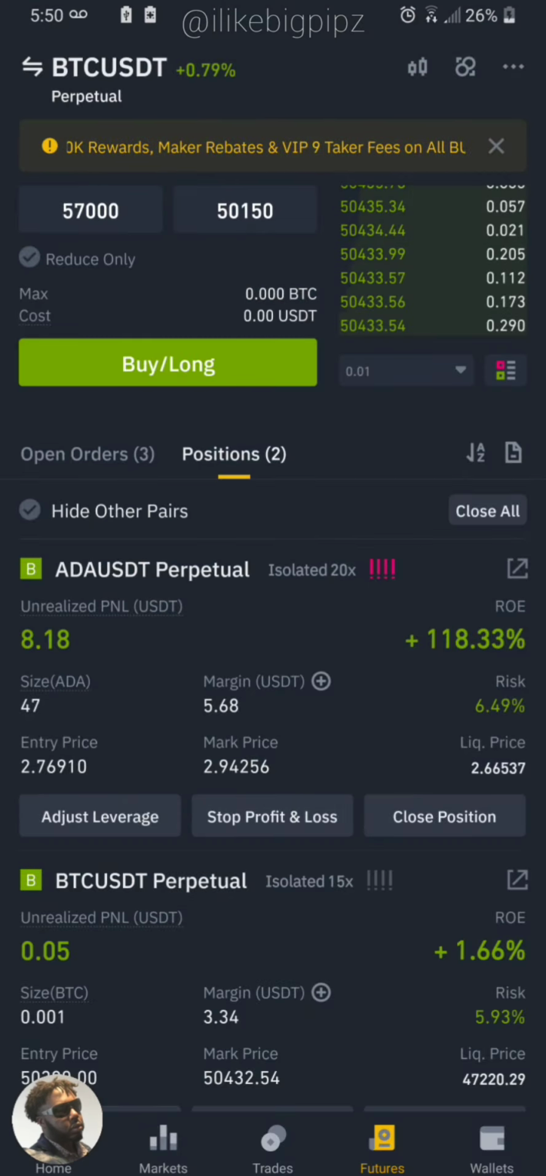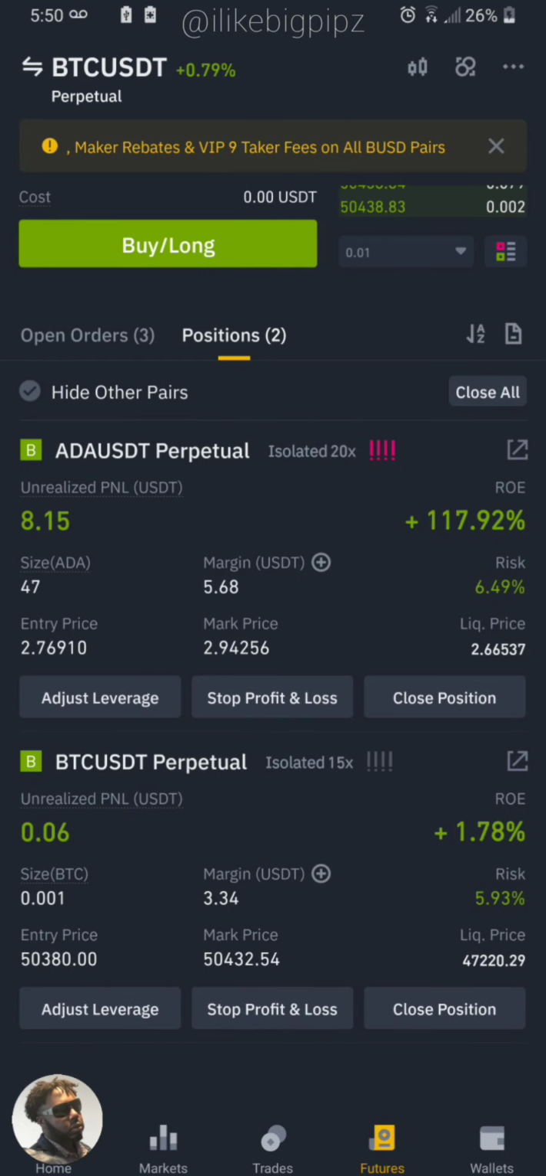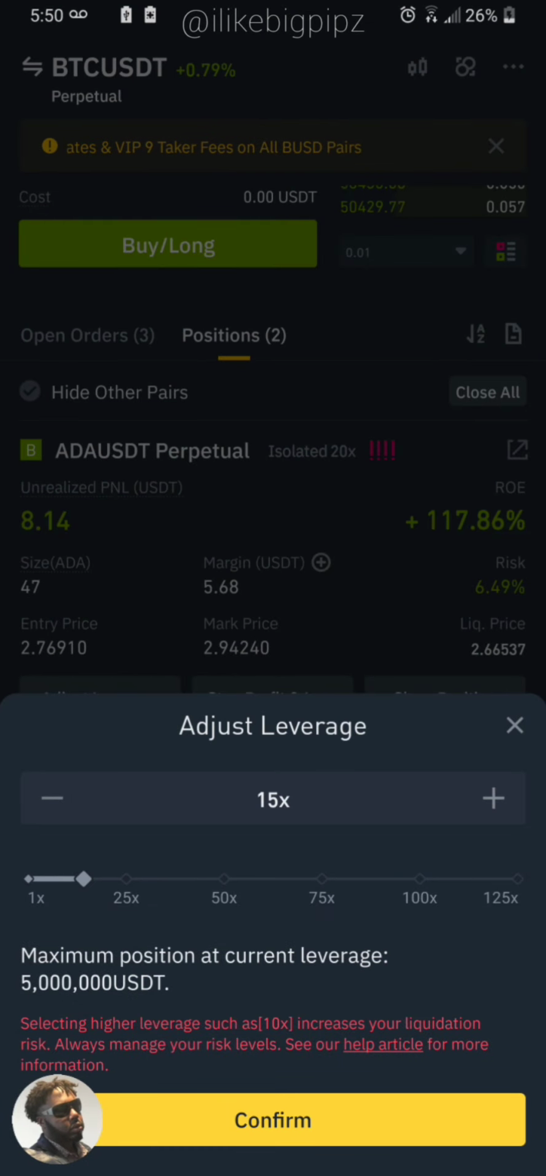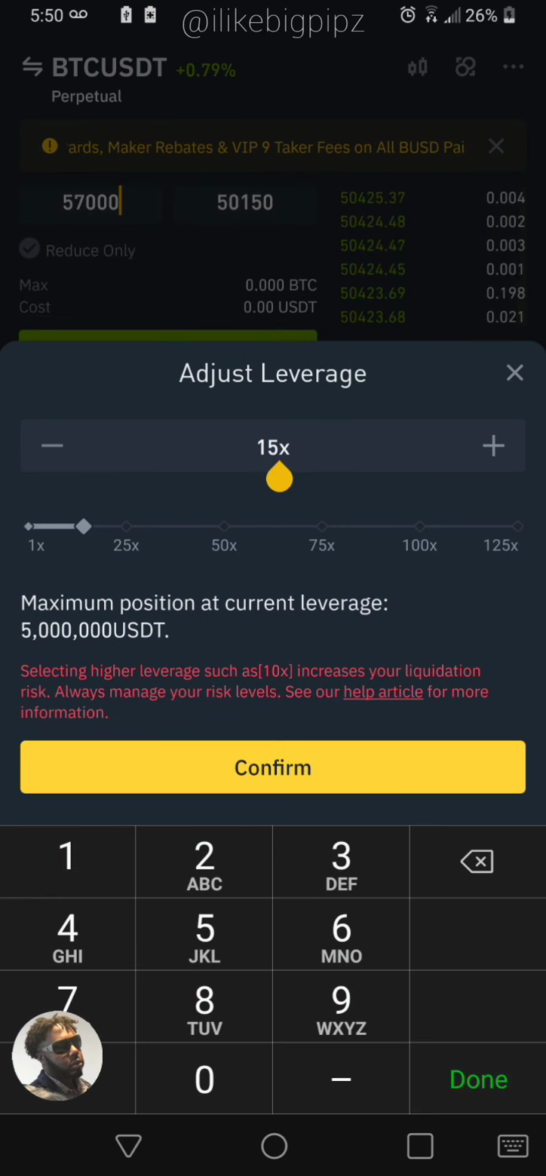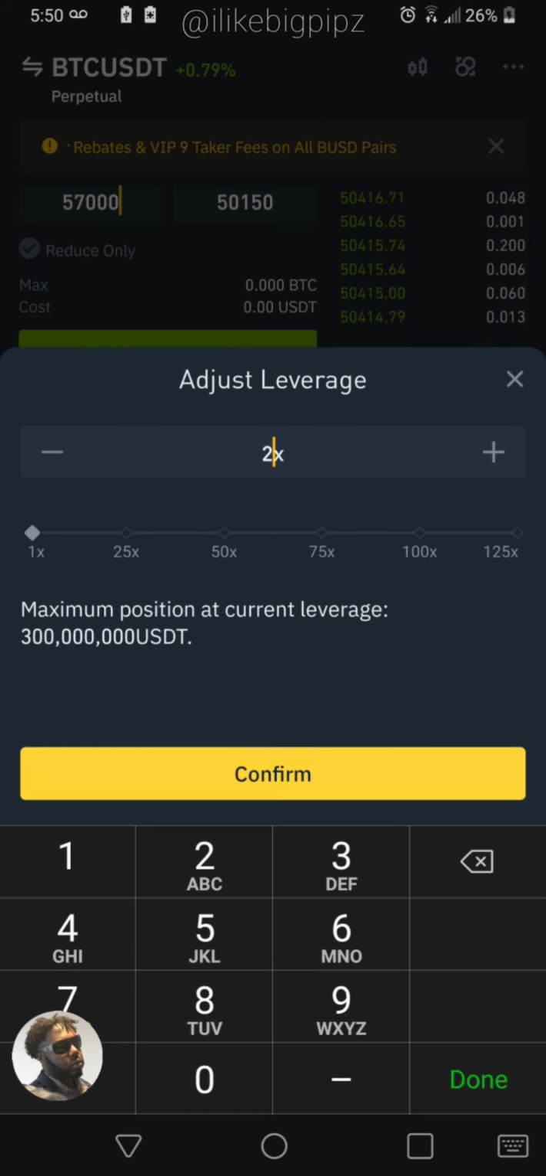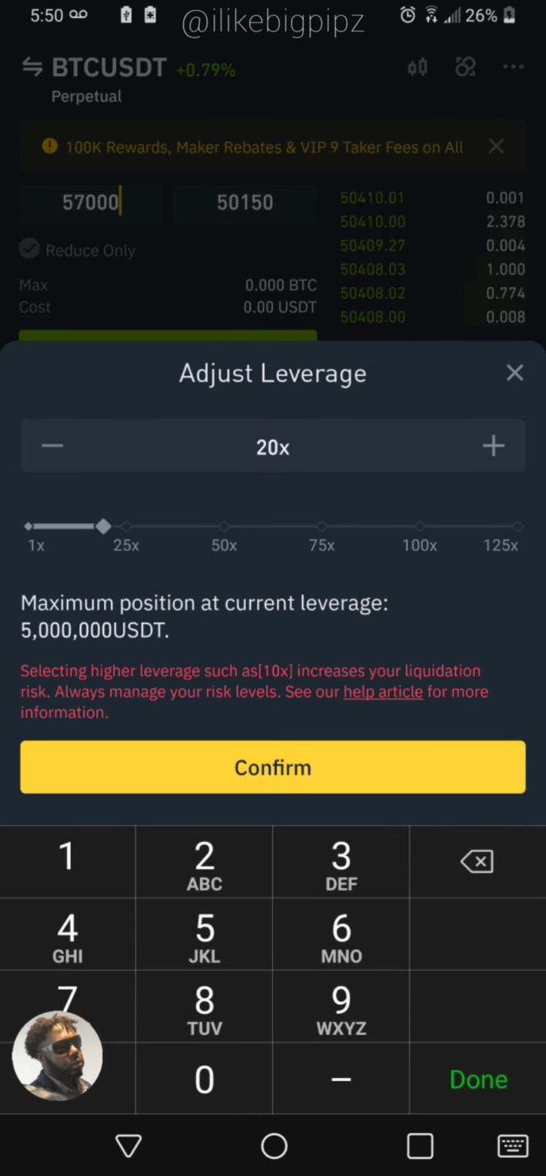Let's bump this up, maybe as high as 20x. I think we'll be good with 20x. And you would want to do this ideally when you're about 500 to 1,000 pips away from your entry. But for the sake of this exercise, we're going to bump it up right now. Okay, so we're going to smash that 20x, and we are going to press confirm.